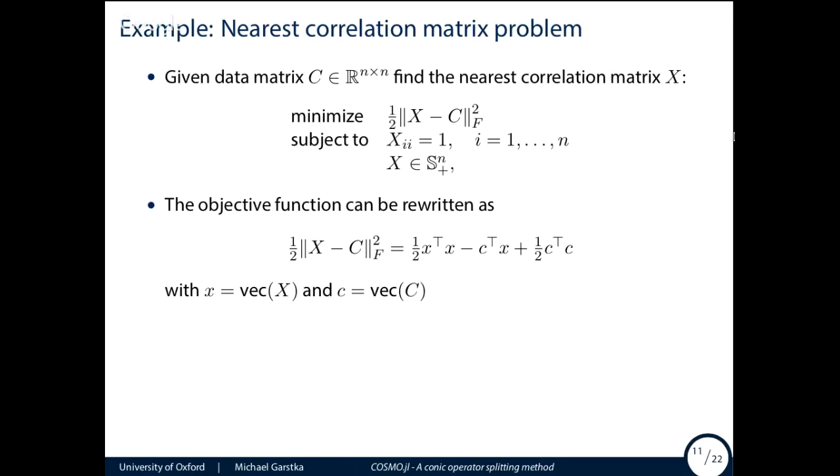So what you can then do is, if you think about the variable x, which is the matrix we're trying to find, not as a matrix but as a vector, so you stack the columns of the matrix into a vector, then you can rewrite the objective function as a quadratic function. And then you have a constraint on the diagonal, so they are all ones. And you say, I want this matrix to be positive semidefinite.